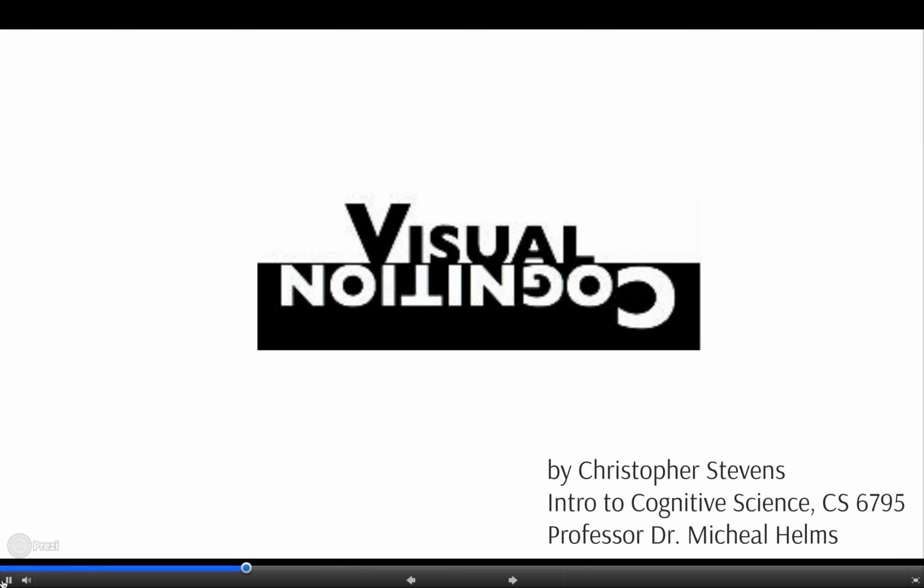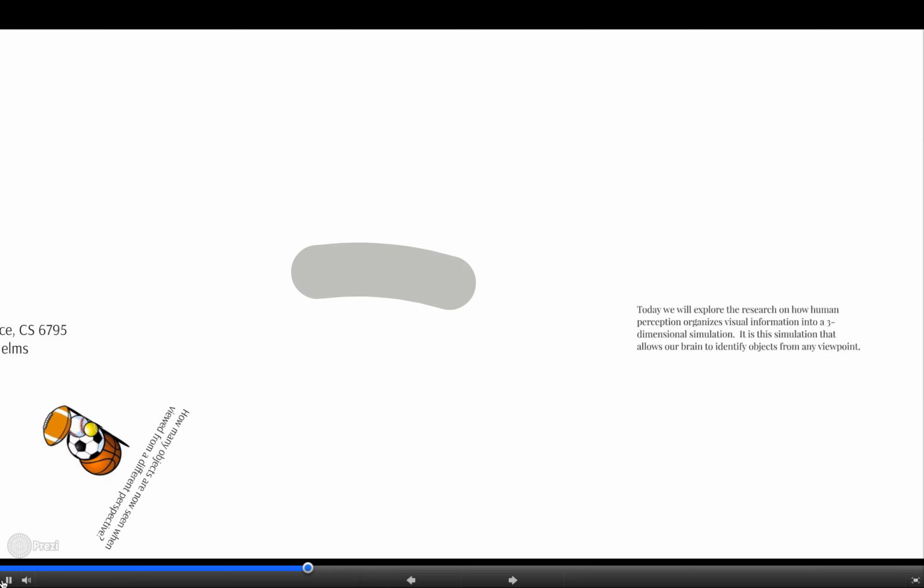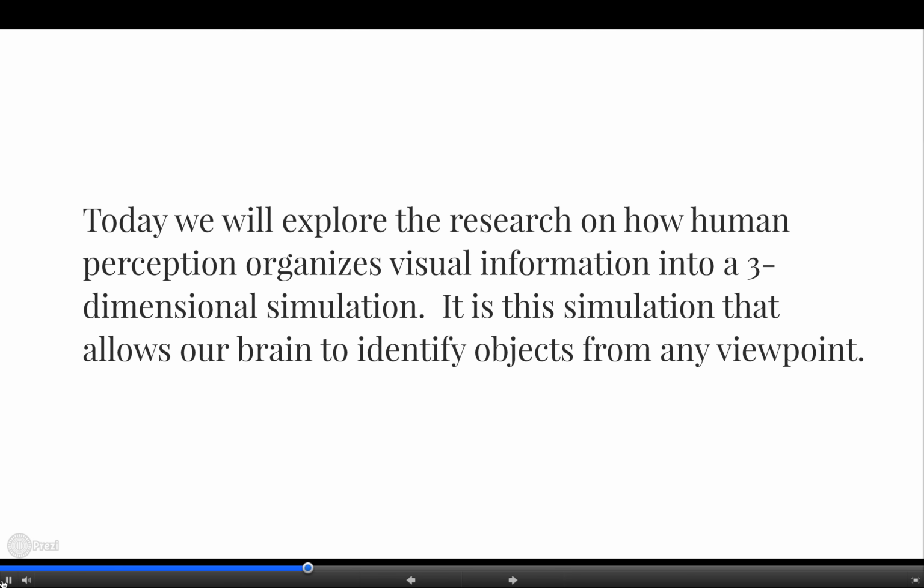My name is Christopher Stevens, and today we will be exploring a slice of that world as we delve into the world of visual cognition. Today we will explore the research on how human perception organizes visual information into a three-dimensional simulation. It is this simulation that allows our brain to identify objects from any viewpoint.